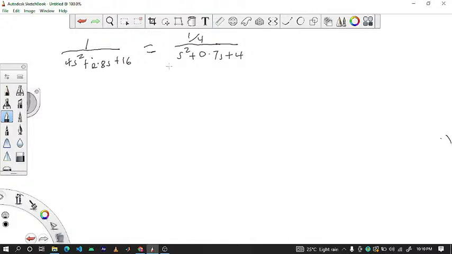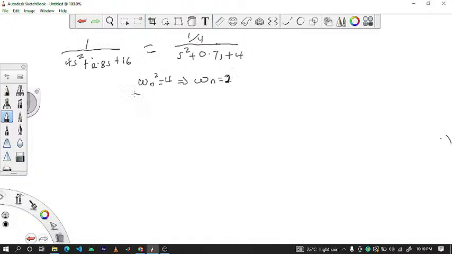How do you get here? All you have to do is divide the numerator and denominator by 4, so that the s squared will be left standing alone. If you have that, then you have it in your standard form. So from here, you can say that our omega n squared, or our natural frequency squared, is equal to 4, which implies that our natural frequency is 2. We don't work with negatives here, so we take the positive part, which is 2.